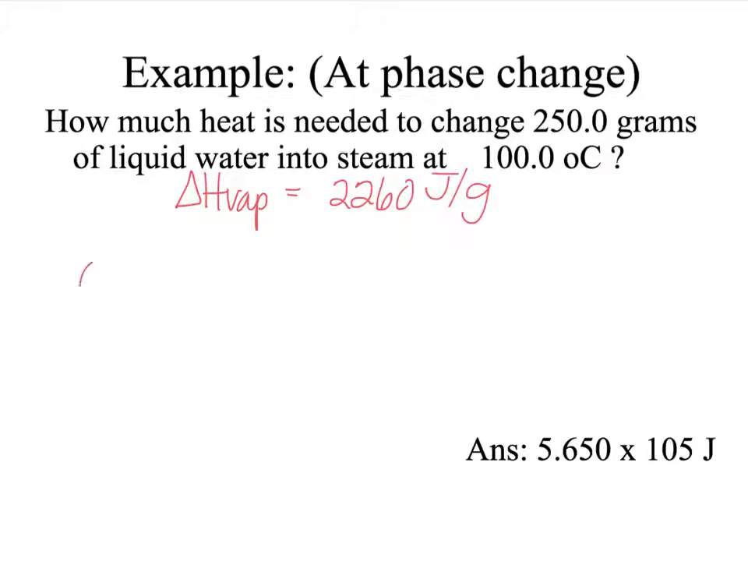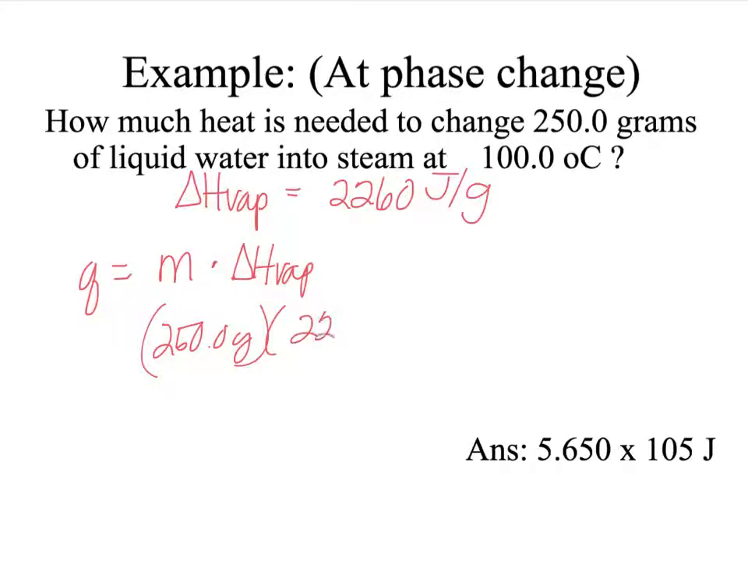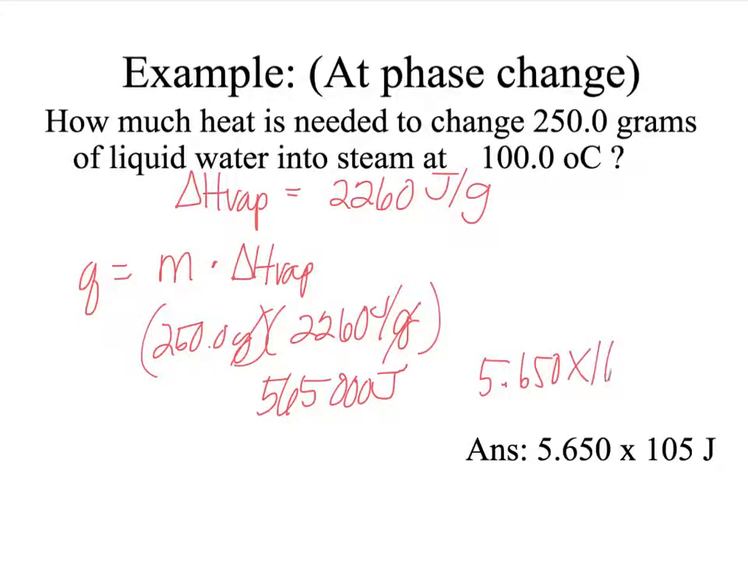Now we're going to plug that into our equation. We're going to use Q is equal to M times delta H of vaporization. So it would be 250 grams multiplied by the 2,260 joules per gram heat of vaporization, and you'll see our grams cancel, and we are left with an answer of 565,000 joules. If we wanted to put that in the correct number of significant figures, which in this case is 4, we would write that as 5.650 times 10 to the 5th joules.